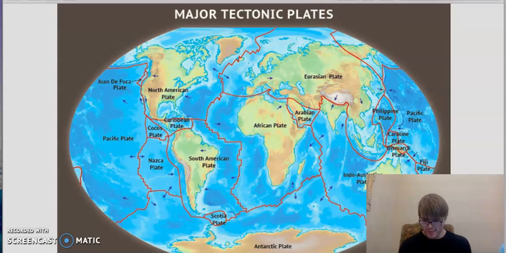This is a map illustrating the plate tectonics of the Earth's lithosphere. The continent-to-continent convergence that occurred involved the Indo-Australian plate and the Eurasian plate.